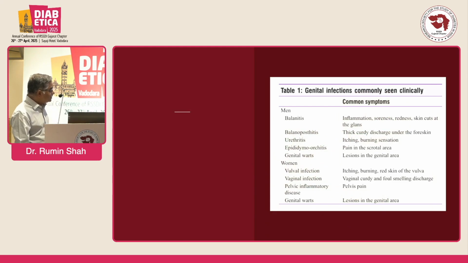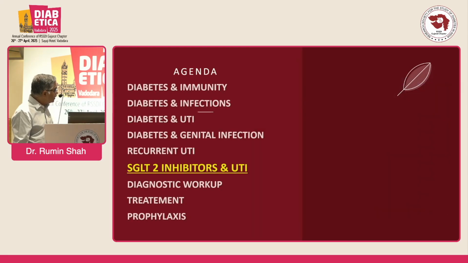Now, what are the genital infections that we see? We discussed the urinary infection. They are balanitis, balanoposthitis, urethritis, epididymo-orchitis in a male, and in female vaginal infection, pelvic inflammatory disease, and genital warts.